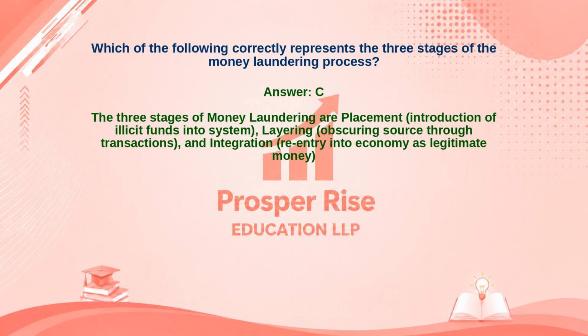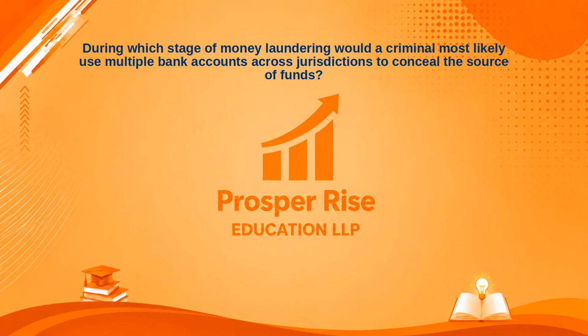The three stages of money laundering are placement, introduction of illicit funds into the system; layering, obscuring the source through transactions; and integration, re-entry into the economy as legitimate money. During which stage of money laundering would a criminal most likely use multiple bank accounts across jurisdictions to conceal the source of funds? Here are your options.